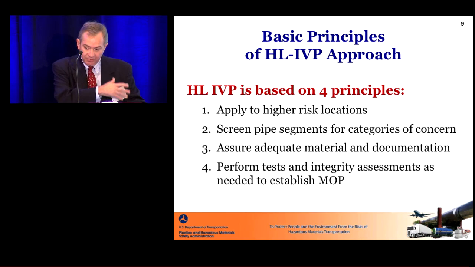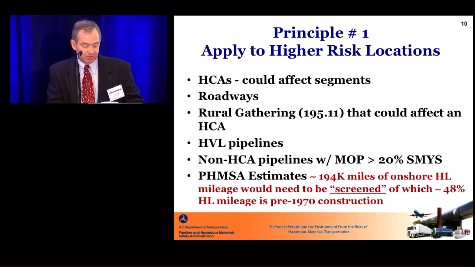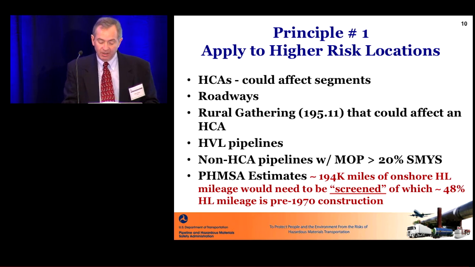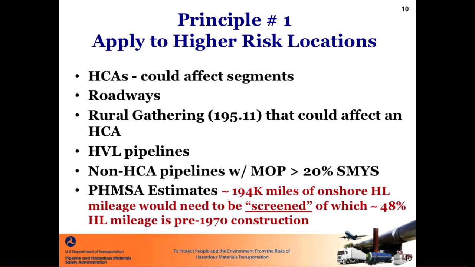And getting on to these 4 items I just talked about, let's go just a little bit more in detail. And let's talk about principle 1 or category 1. Apply to higher risk areas. I think the obvious is we want it to apply to HCAs, could-affect segments. I guess the other thing is, do we want it to apply to all of the main line? Should it be 100% of it?